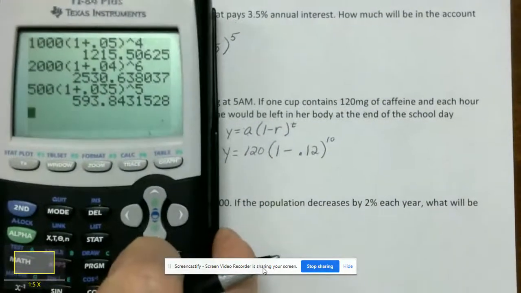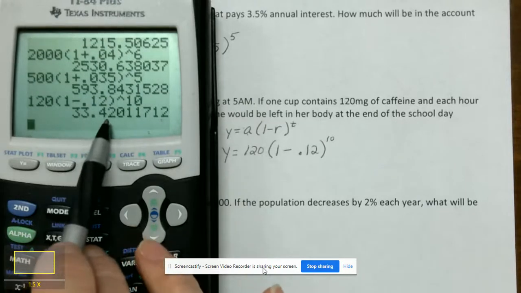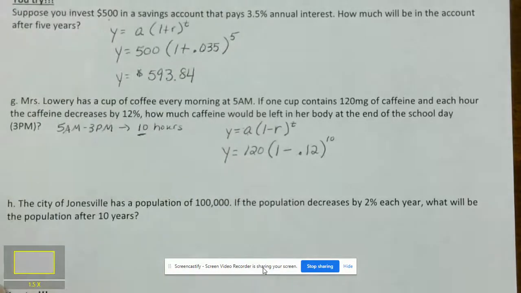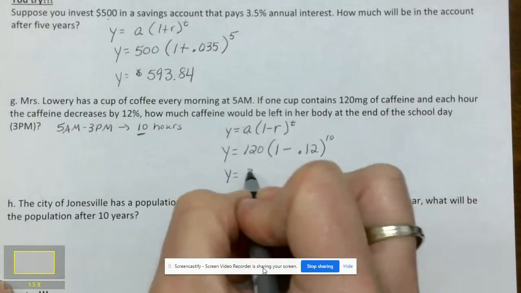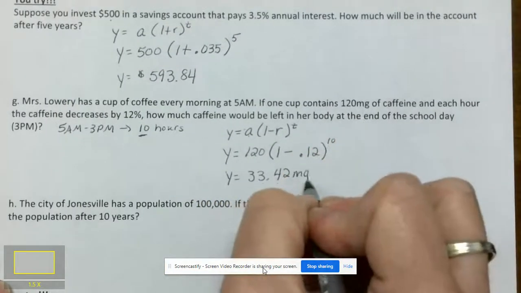Okay, so let's key that in our calculator and see what we get. 120 times 1 minus 0.12 raised to the 10th power. Okay, we get 33.42. So our y is 33.42, and it's milligrams because we're talking about caffeine here.